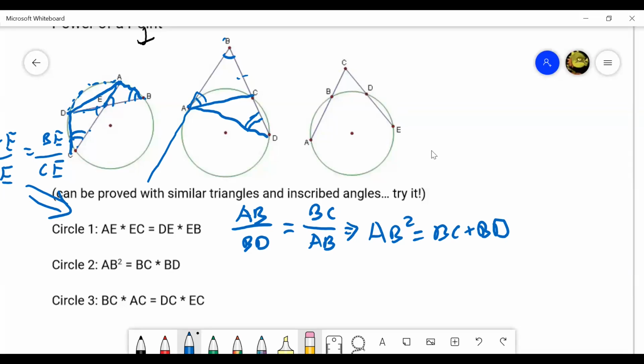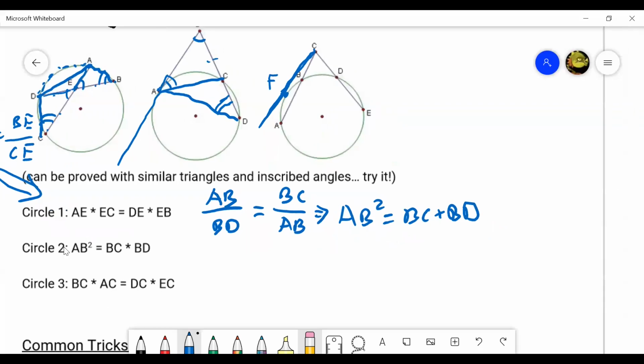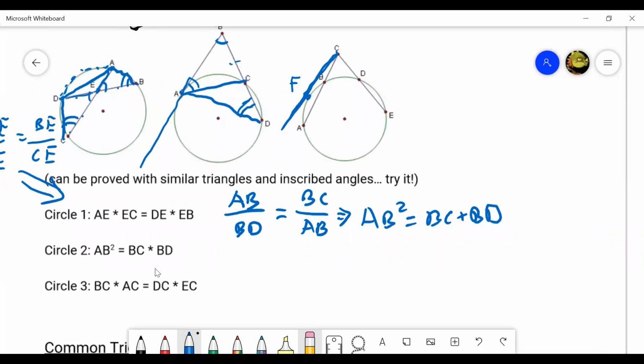With this one, you can use similar triangles to show this as well, but the coolest way to see it is by just drawing a tangent line. You can apply the second equation to CF, CA and CE. Each of these quantities is going to be equal to CF squared. And since they're equal to the same thing, they themselves have to be equal as well.